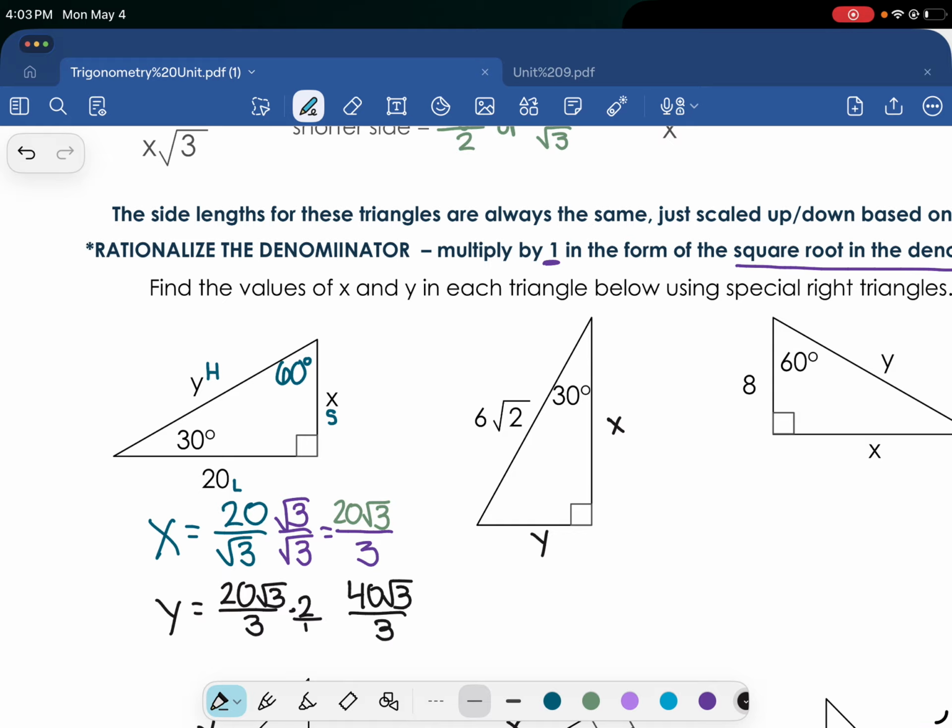Or you can multiply by 2 over 1, because 2 is the same thing as 2 over 1. So you're multiplying by 2 on the top. The bottom part stays 3, because 3 times 1 is 3. And those are your two answers.